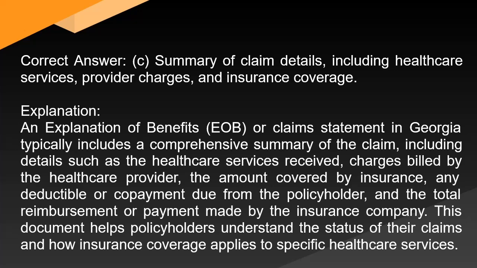Explanation. An explanation of benefits, EOB, or claims statement in Georgia typically includes a comprehensive summary of the claim, including details such as the healthcare services received, charges billed by the healthcare provider, the amount covered by insurance, any deductible or copayment due from the policyholder, and the total reimbursement or payment made by the insurance company. This document helps policyholders understand the status of their claims and how insurance coverage applies to specific healthcare services.